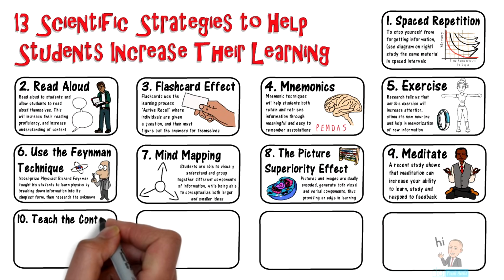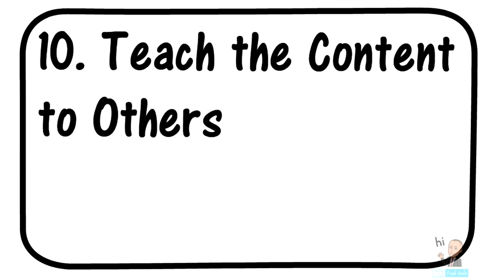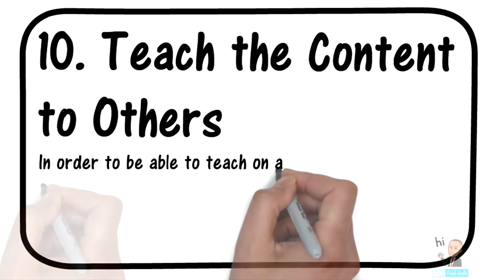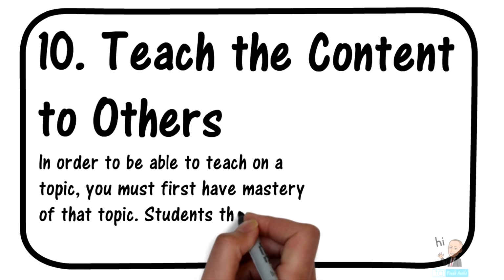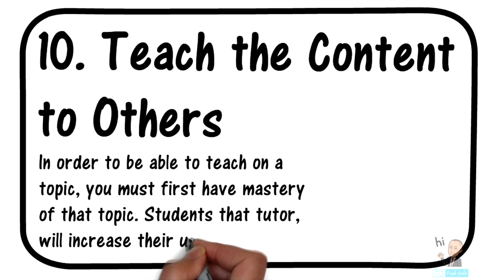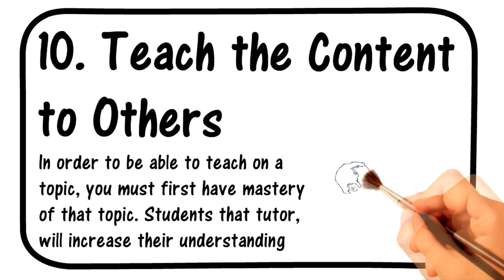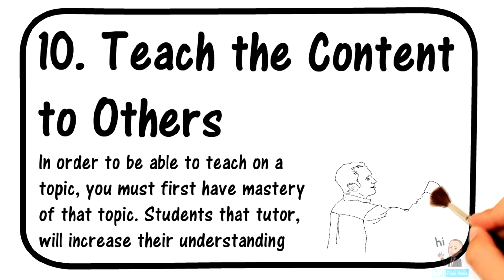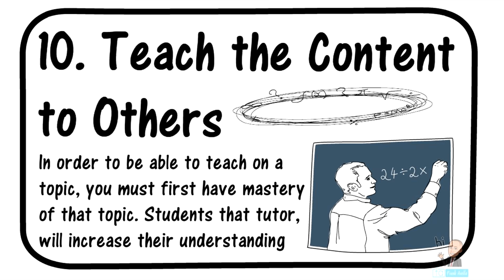Next is number 10. Teach the content to others. In order to be able to teach on a topic, you must first have mastery of that topic. Students that tutor will increase their understanding. As you teach to others, you'll identify areas of weakness, and you'll be forced to go back and learn those areas of weakness. You improve with practice, just like anything else.